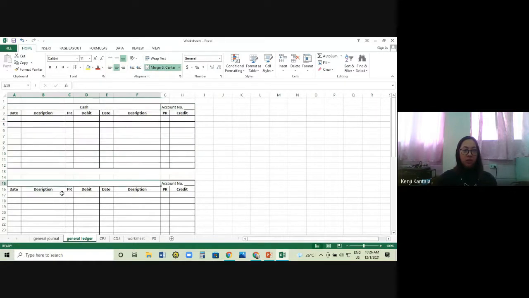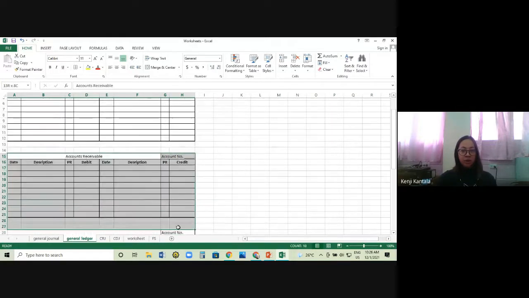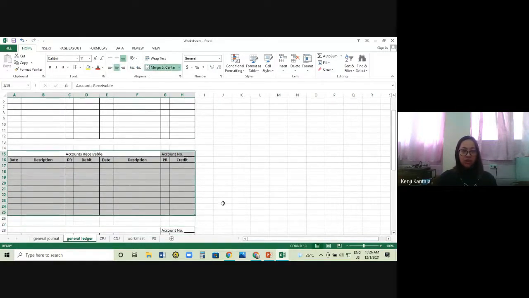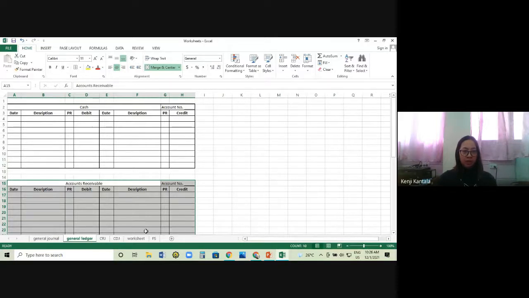And then this one, we have another one. So we can put accounts receivable, for example. Okay. So, ganyan. So, this ledger is also for accounts receivable only. So, lahat ng accounts receivable, dyan dapat magre-reflect.